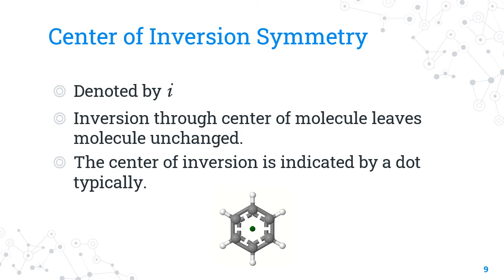The last operation I'd like to touch on is center of inversion symmetry, and this is denoted by a lowercase i. And this is a very easy one. It's inversion through the center of a molecule, and it also leaves a molecule unchanged. As you can see in the example, this is benzene again, and the green dot typically represents the center of inversion.